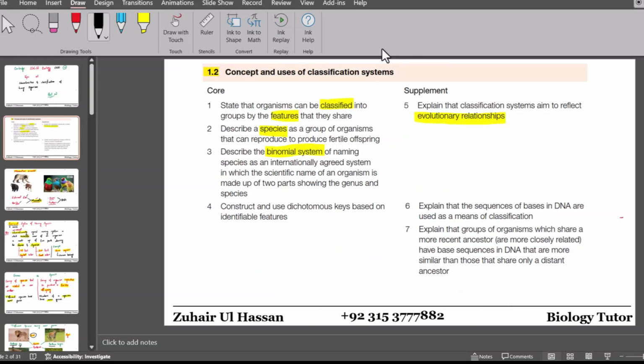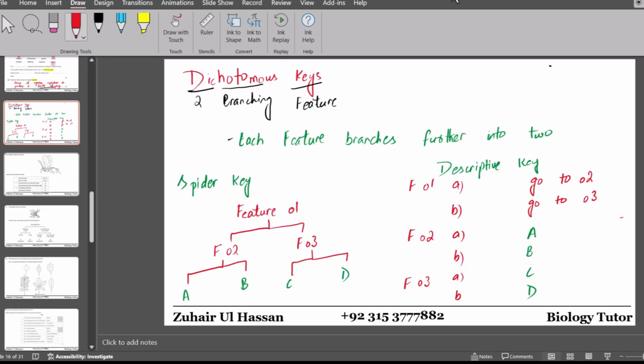Now the things that we are left with from this subtopic 1.2 is point number 4 that says use of the dichotomous keys. The word dichotomous itself means branching into two, and key is indicating the feature of an organism. So each feature branches further into two different features. There are different types of dichotomous keys. Some are in the form of spider key.